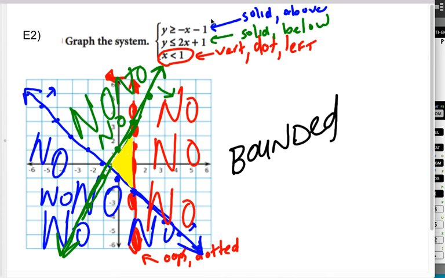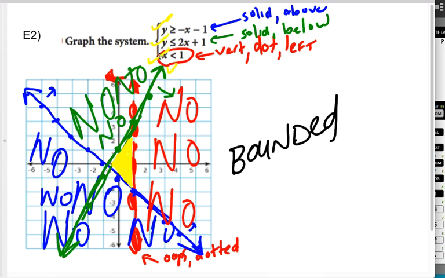And again, it's not a bad idea to just quickly double check that they make sense. Here's my x is 1. Sure enough, this is to the left of x is 1. Here's my blue line, right? It should be above my blue line. Here's my blue line, it's above. Here's my green line, it should be below that, and it is.